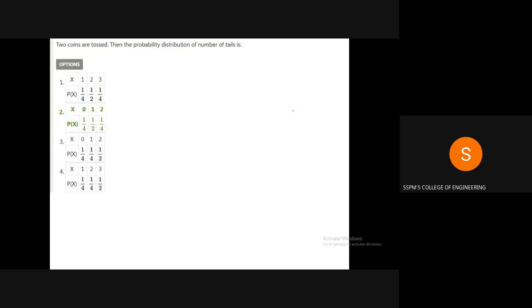Now next question. See what is asked here. Two coins are tossed and we have to find the probability distribution of the number of tails. So we have to find the probability of getting a number of tails. What is the result when two coins are tossed? What is the sample space? It is given by HH, HT, TH, TT.